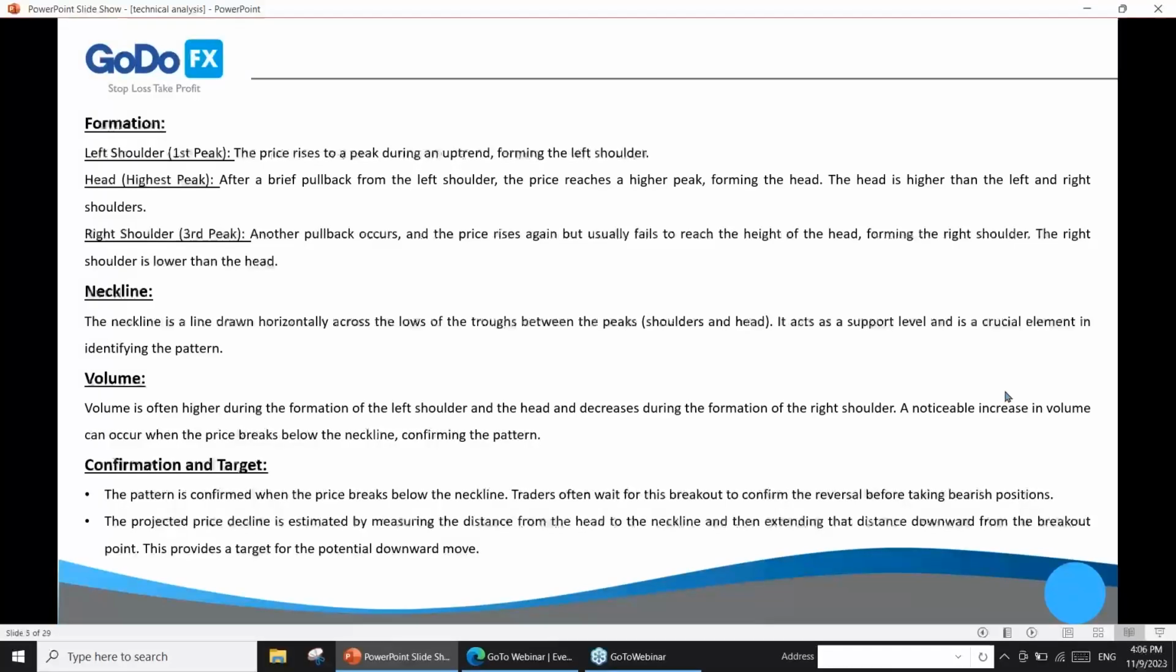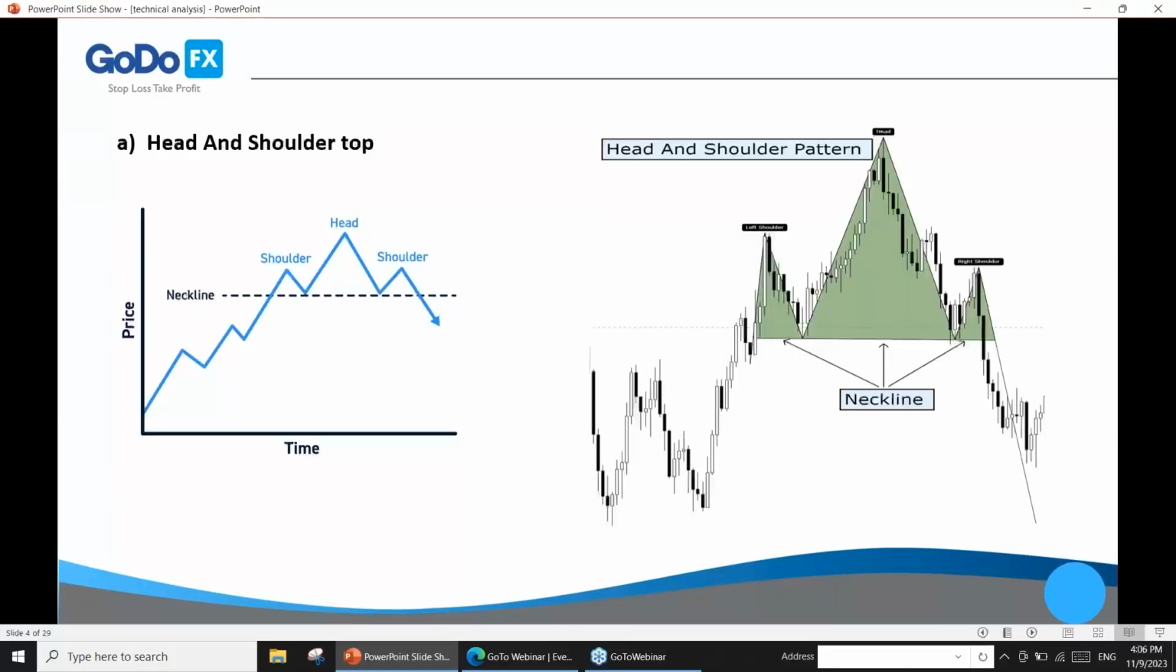When the price rises up to a peak during the uptrend, a left shoulder is gonna form. After it, we're gonna have a pullback. Then the price is gonna move up and form the head, where the head is gonna be higher than the left shoulder. After it, we're gonna have a second pullback, where the price is gonna rise again and form a right shoulder, and it is gonna be lower than the head. And as we can see, the neckline here is forming a support line. So the neckline is the support line of the head and shoulders.